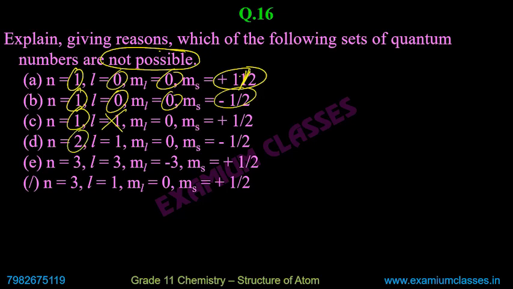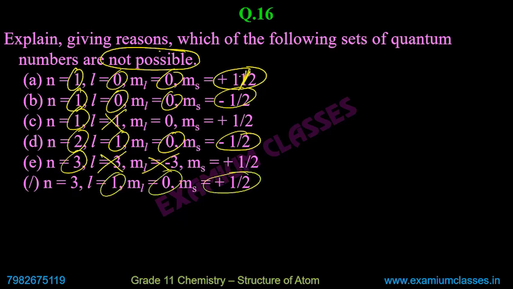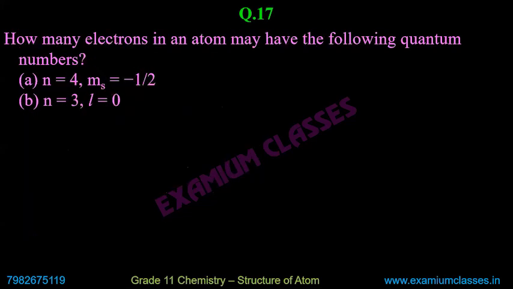For n equal to 2, L can be 0, comma 1. 1 is possible. For this one, 0, minus 1 by 2 is possible. For n equals 3, L can be 0, comma 1, comma 2 only. This one is not possible. And at the same time, when this is not possible, this is also not possible. M equals minus 3. For n equals 3, L can be 1, M can be 0, spin 1 by 2, so absolutely fine. However, this one is written A here because I have changed it. A is absolutely fine. I have changed the question.